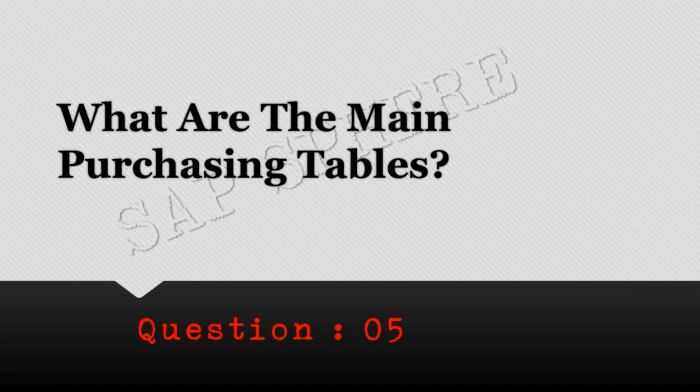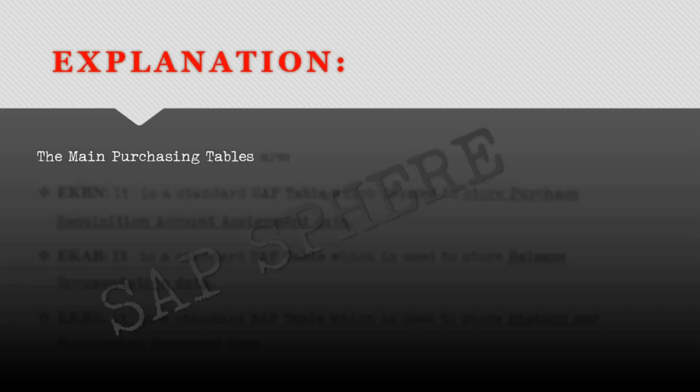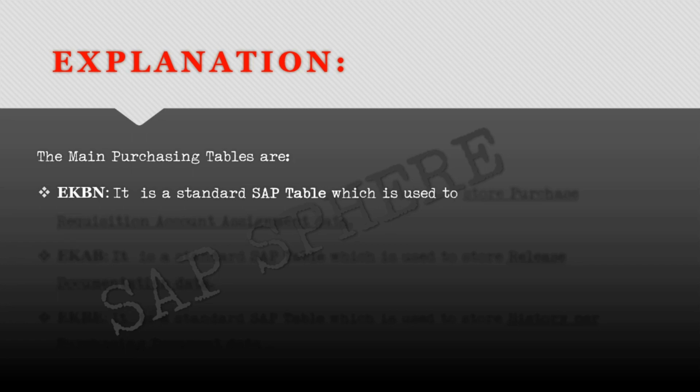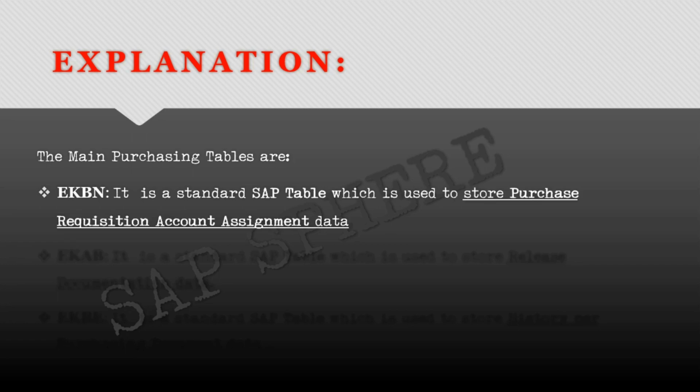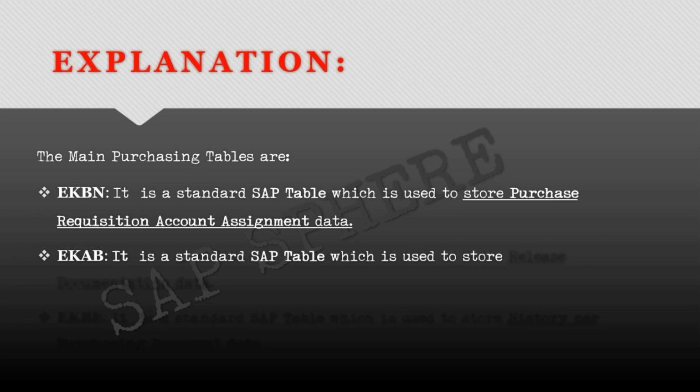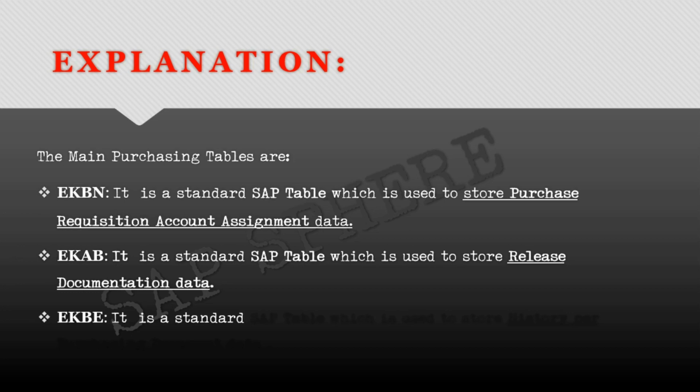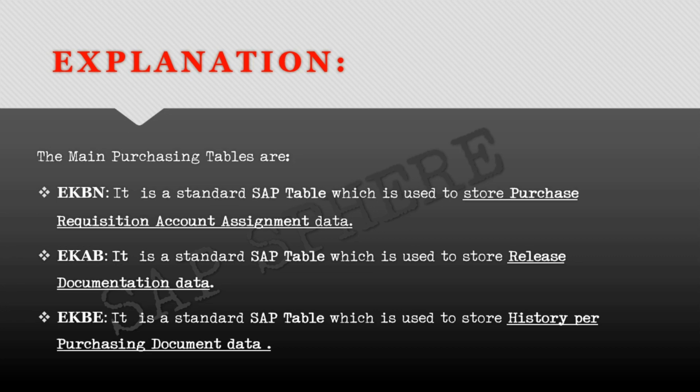What are the main purchasing tables? The main purchasing tables are EKBN. It is a standard SAP table which is used to store purchase requisition account assignment data. EKAB. It is a standard SAP table which is used to store release documentation data. And EKBE. It is a standard SAP table which is used to store history per purchasing document data.